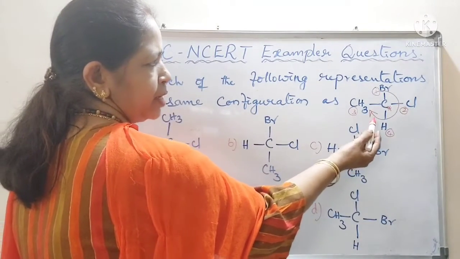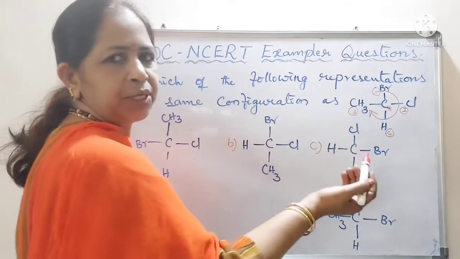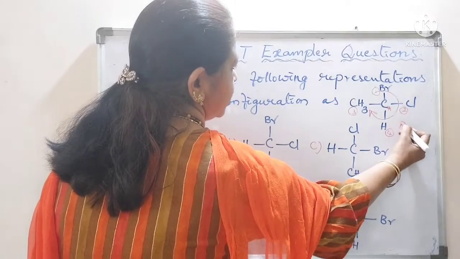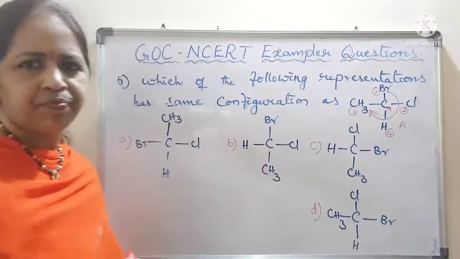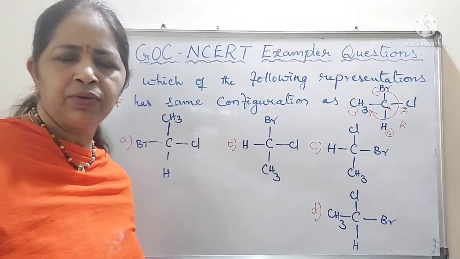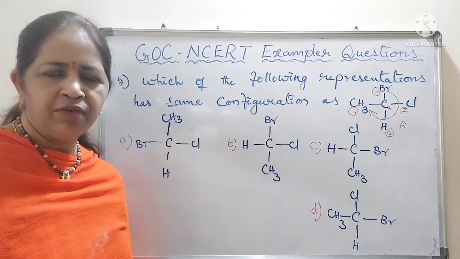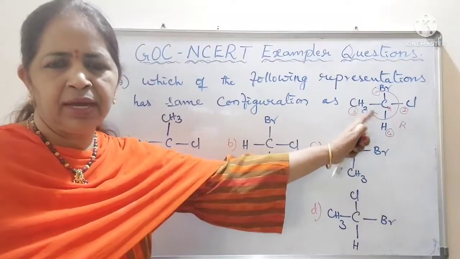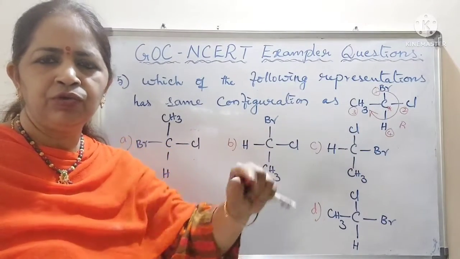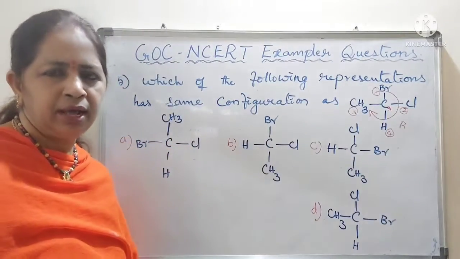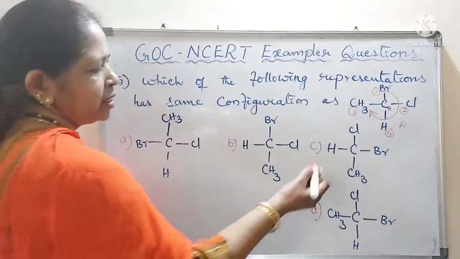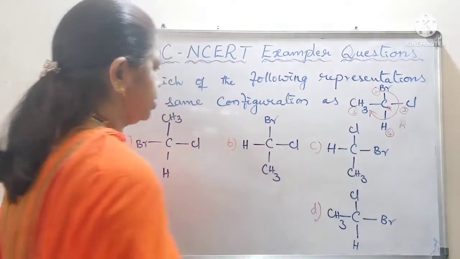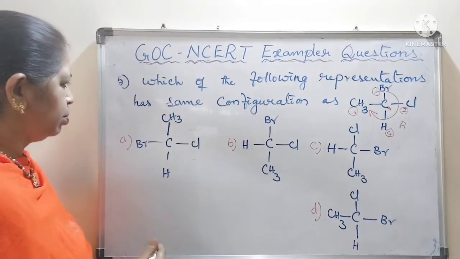As the arrow mark is moving in clockwise direction, this carbon is assigned R configuration. Okay, students? Based on the priorities, we have to give the configuration to the carbon which is a chiral carbon. A chiral carbon is the one which is bonded to 4 different groups or atoms. So, as the arrow mark is moving in clockwise direction, this carbon is given R configuration. Now, let us see the options.